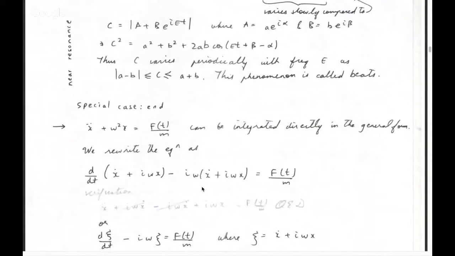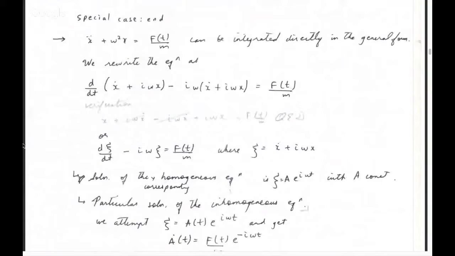Now we take a special case. Okay, now we try to integrate the solution. So we write x double dot plus omega square x equal to f(t) by m. This can be written as d by dt of (x dot plus i omega x), and to offset it we add minus i omega x dot plus i omega x equal to f(t) by m. Now we write x dot plus i omega x as xi, and so your equation becomes d xi by dt minus i omega xi equal to f(t) by m.